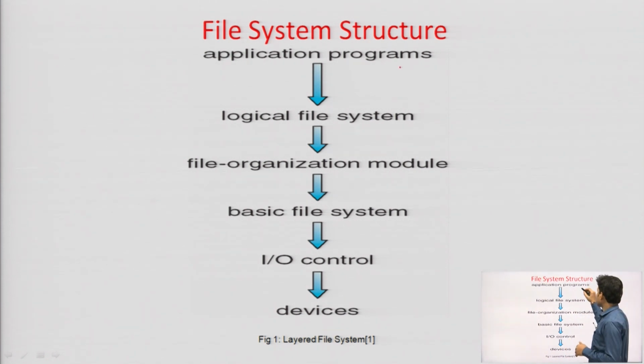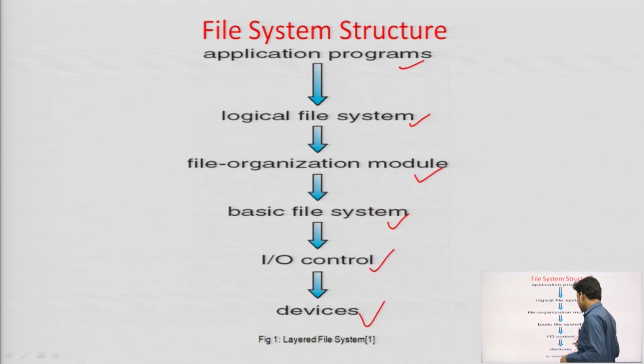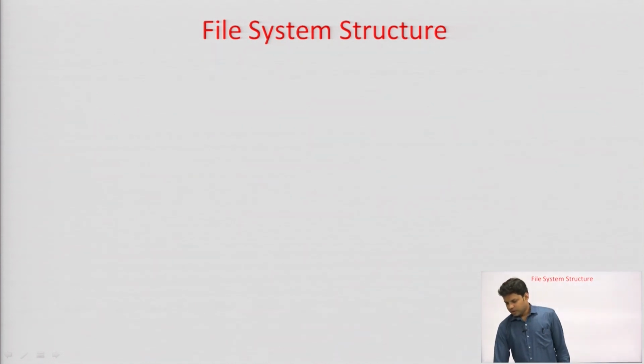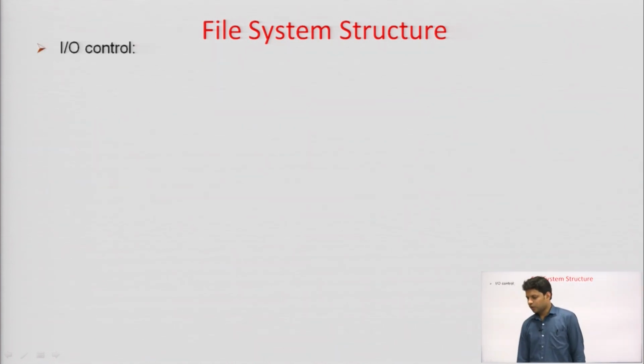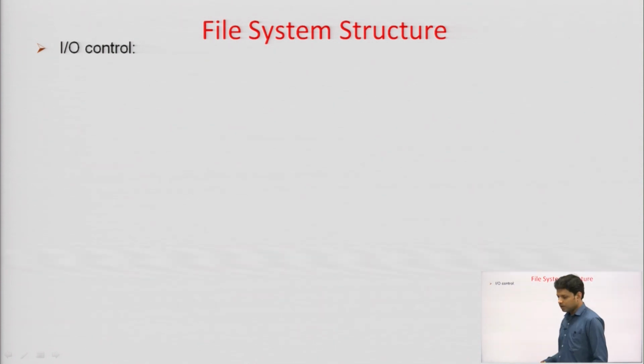First is your application programs, where users run their programs, and after that is your logical file system. We will see all these layers in detail in the next slide. Then the file organization module, then the basic file system, and the lowest level, which is your I/O control and the devices. Let's start from the very lowest level, that is your I/O control.